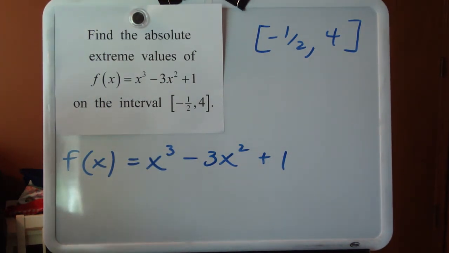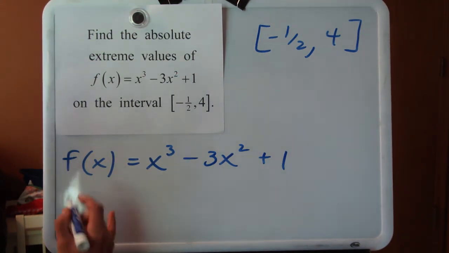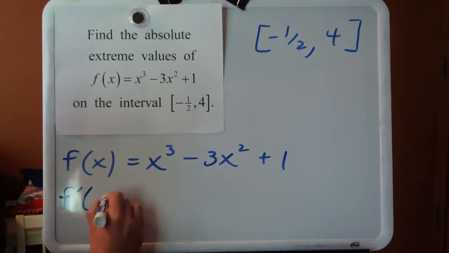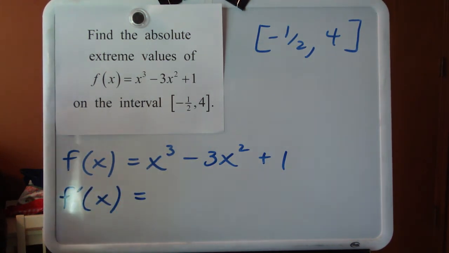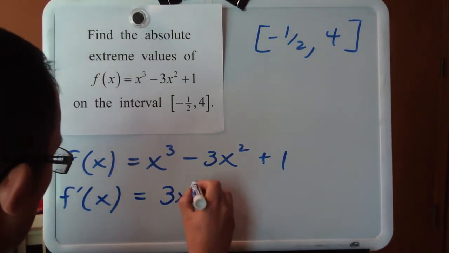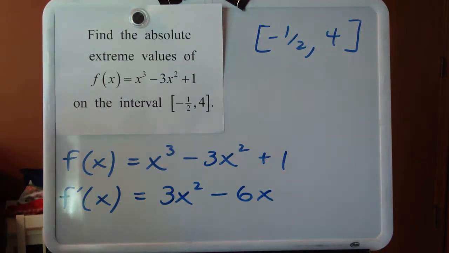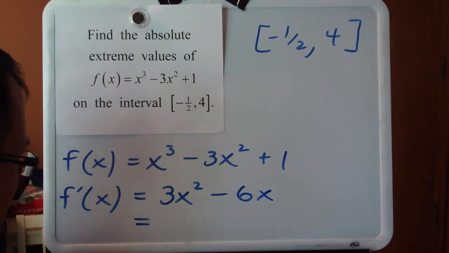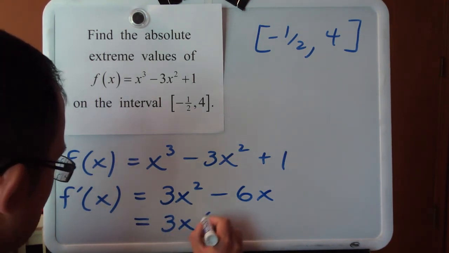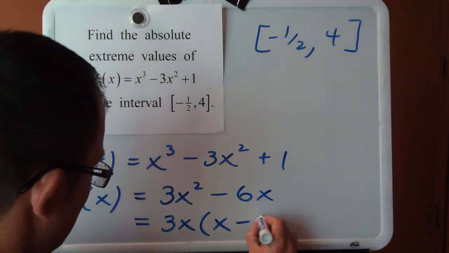So to find the critical numbers, we have to differentiate this function and figure out where is it undefined or where is it equal to 0. So this is the fairly simple part. So we find the derivative using our basic rules. So 3x squared minus 6x. And then what we can do here is just factor and simplify. So I'll pull out 3x, and we're left with x minus 2.